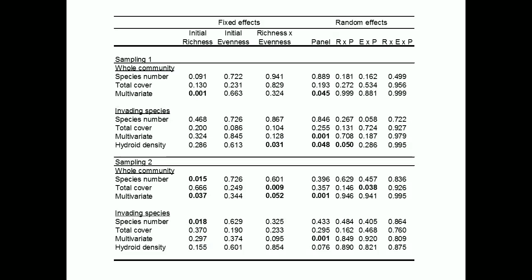And after not dying in the field, this is what we found. So I'm not going to go through all this. I just want to show you the design. So you have richness and evenness, the interaction, and then panel is a random factor, so all the interactions with that. And then we looked at the whole community for assembly purposes, and we looked at the invading species, and we had 2 samplings.